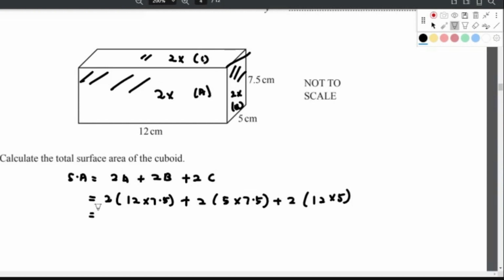Okay, so here this is 180 plus 75 plus 120. So the surface area should be 375 centimeters squared.